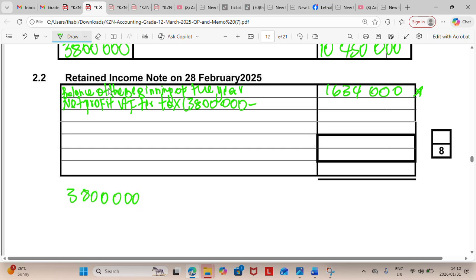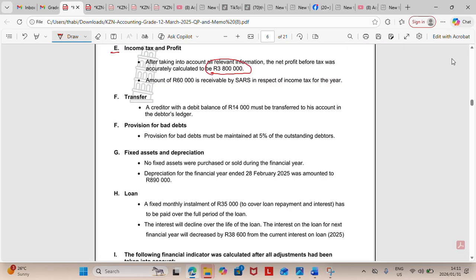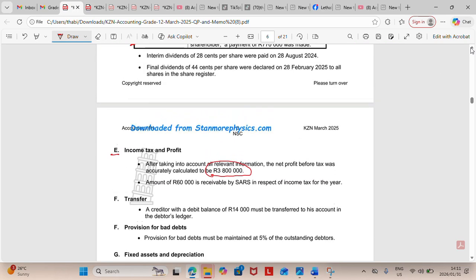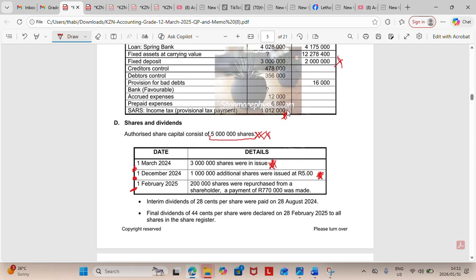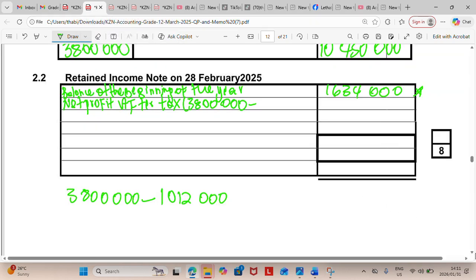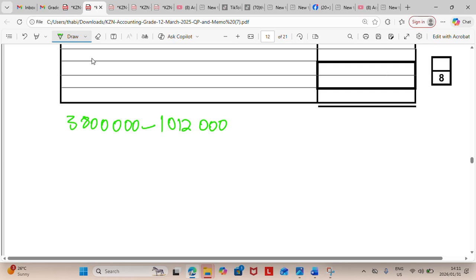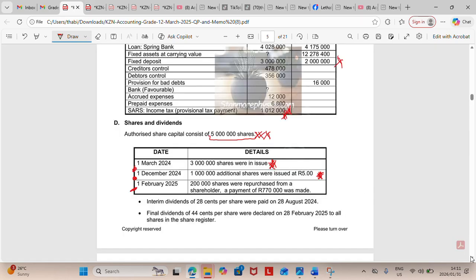So this is what will happen, guys. You always minus what? Provisional payment. So provisional payment is how much? 1,012,000. So am I getting that? On the list of balances, remember, the list of balances, we have the 1,012,000. Okay, so let's proceed. And then we also have this information here.